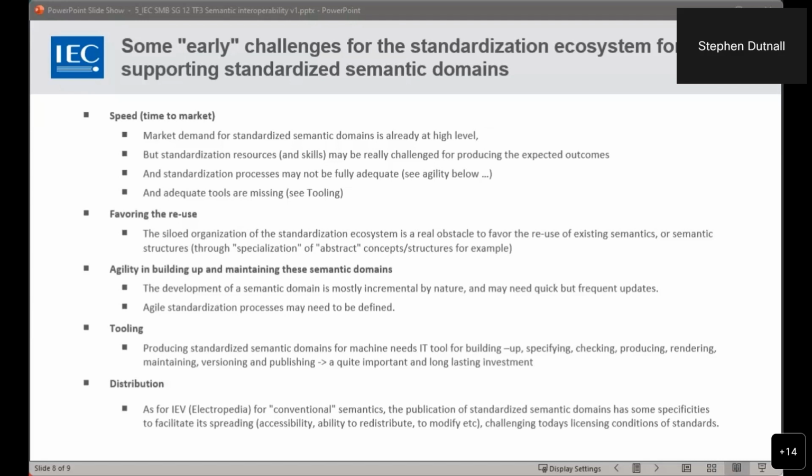We should favor, as an organization, the relationship between both in order to converge on the same set of data for that facet, I would say. So now we also need to work on agility in building up and maintaining these semantic domains. It's close to speed, but now it's really from a process perspective. How do we address this incremental aspect of semantic domains?